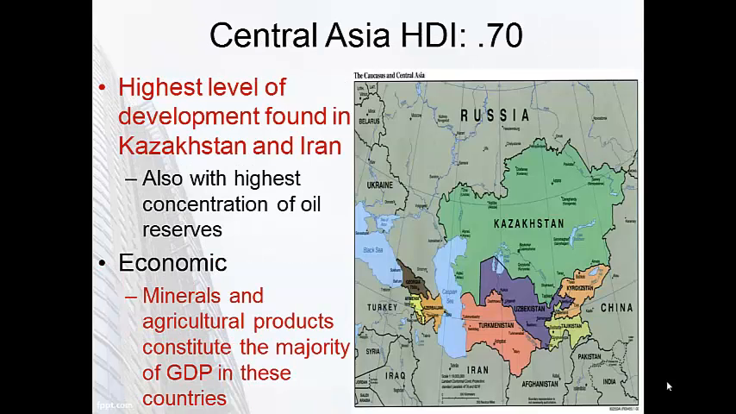All right, now let's go to Central Asia, where the highest levels of development can be found in Kazakhstan and Iran. Also, it is good to note that the highest concentration of oil reserves are also in these two countries, hence their level of development. On an economic scale, in all of these countries, minerals and agricultural products constitute the majority of GDP.